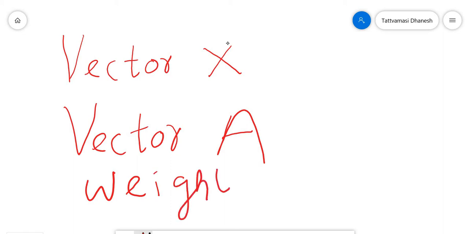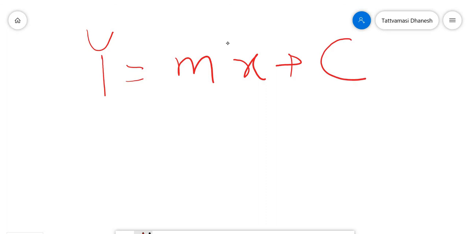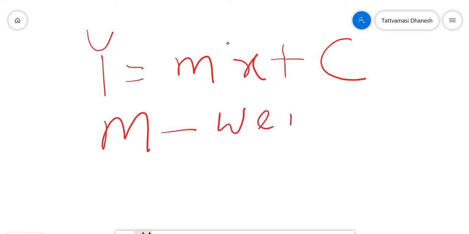Again, I am telling you the most fundamental explanation for weight and bias. If you want, I can explain it with a line. Let me take the equation of a straight line, y = mx + c. Here m is the weight of the network. This is the simplest explanation for weight and bias. c is the bias.